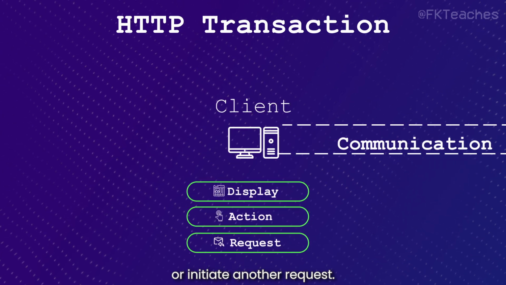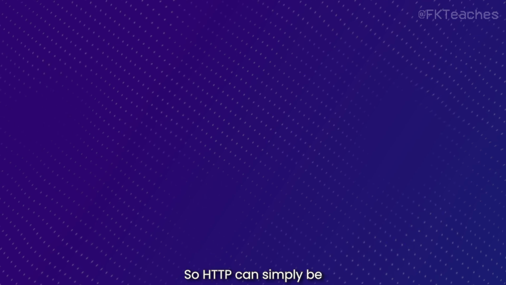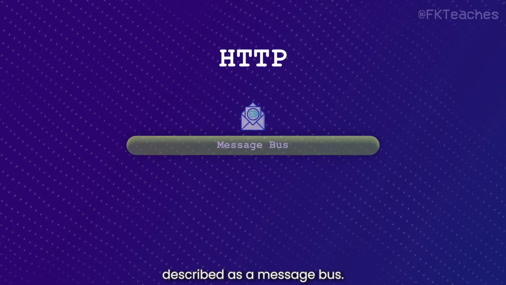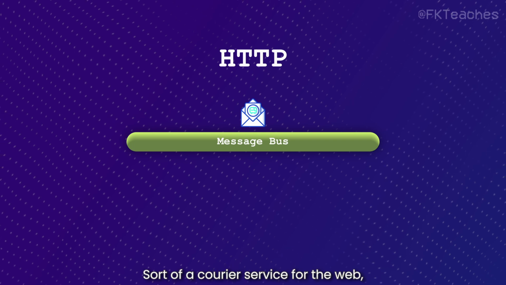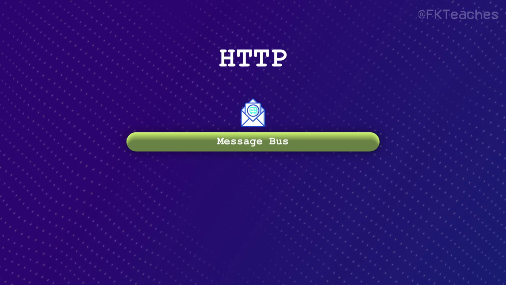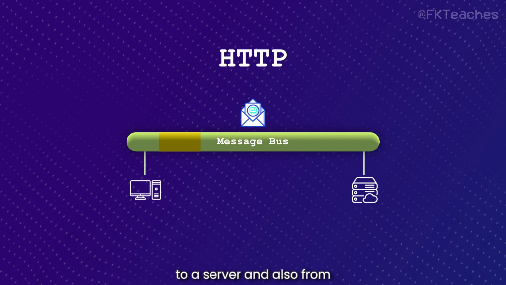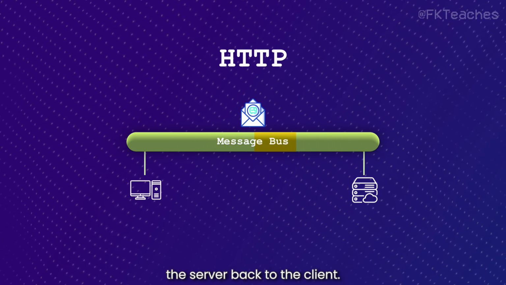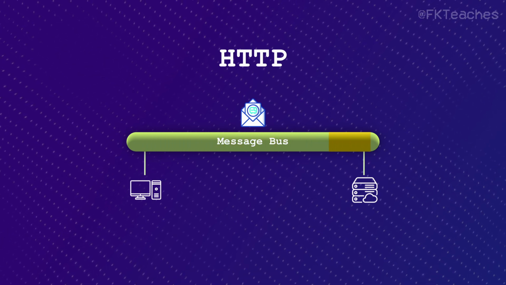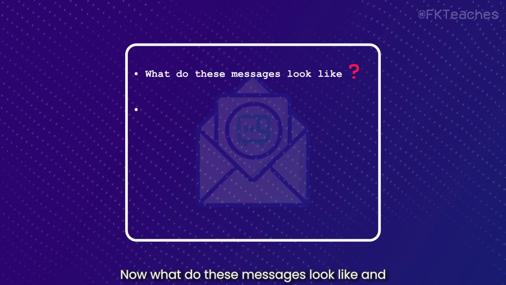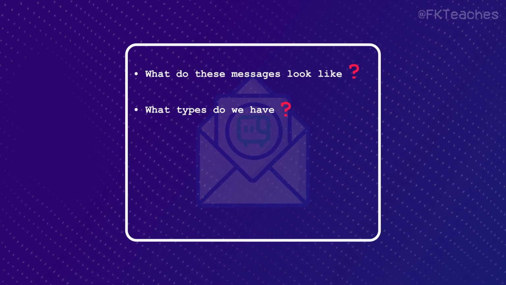or initiates another request. So, HTTP can simply be described as a message bus, sort of a courier service for the web, responsible for transferring messages from the client to a server and also from the server back to the client. Now, what do these messages look like, and what types do we have?